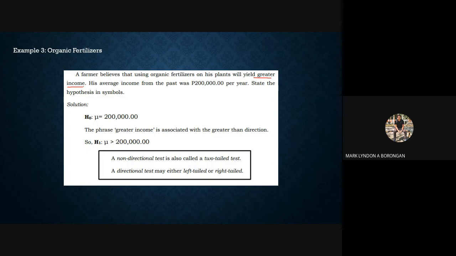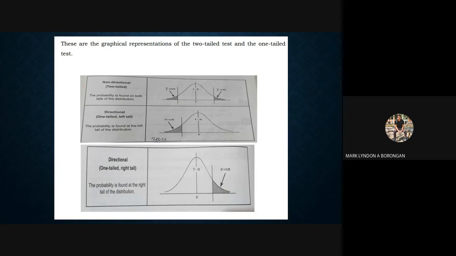So, ang non-directional test is also called a two-tailed test. And ang directional test may either be left-tailed or right-tailed, no? So, muna siya ang graphical representations of two-tailed test and one-tailed test. Sa two-tailed test, makita ang curve, na present siya for both. And if one-tailed siya, it could either be left-tailed or right-tailed. So, di ara siya nag-focus lang.